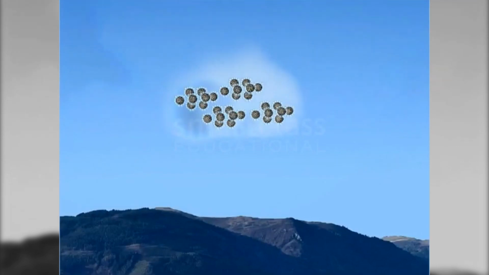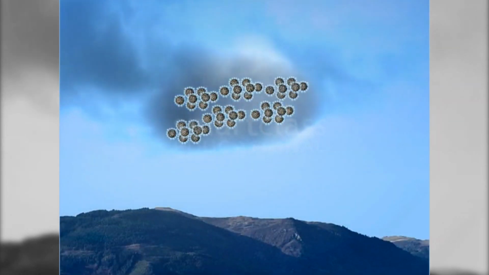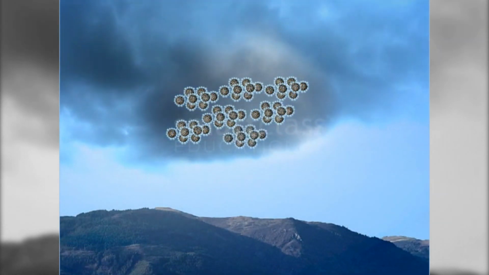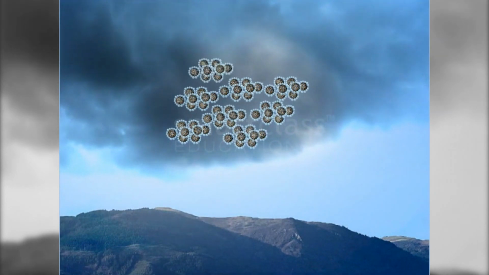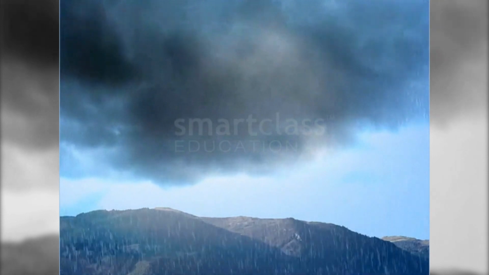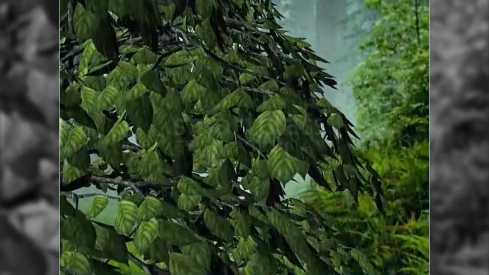Clouds constantly increase in size as more and more water droplets collect. When the water droplets become too heavy for the air to hold, the heavy cloud bursts and the water droplets fall down on the earth as rain.